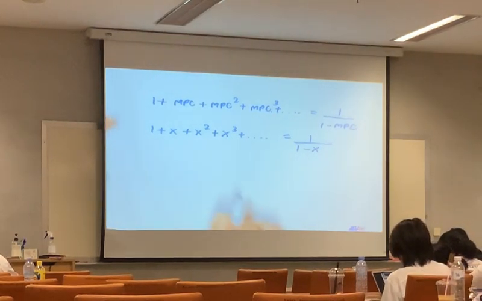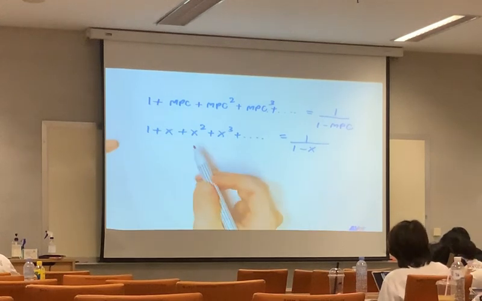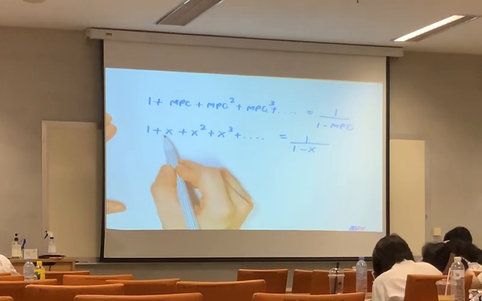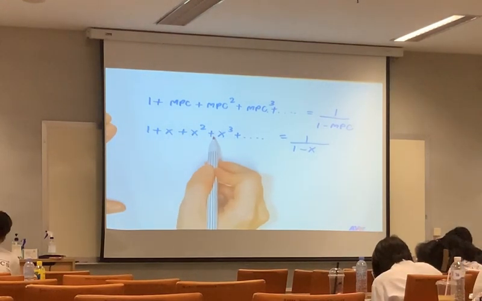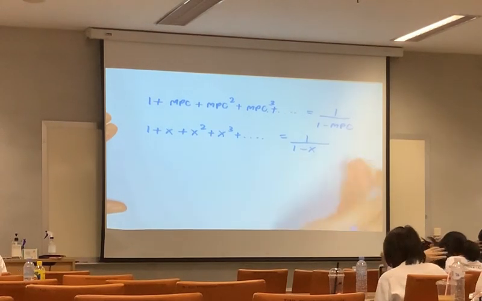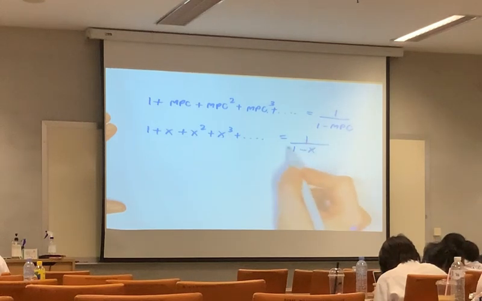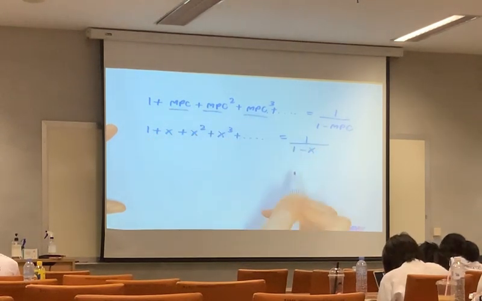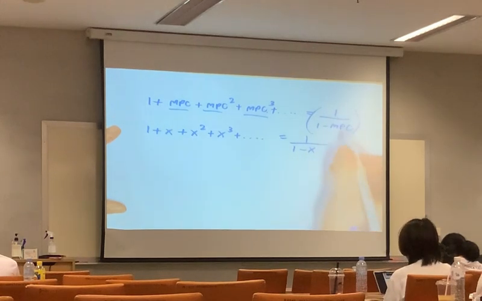So it's just the reduced form functions. For example, we have 1 plus x plus x squared plus x cubed. So we can just sum it up to be a reduced form as 1 divided by 1 minus x. So if x is MPC, the same, we get 1 divided by 1 minus MPC.